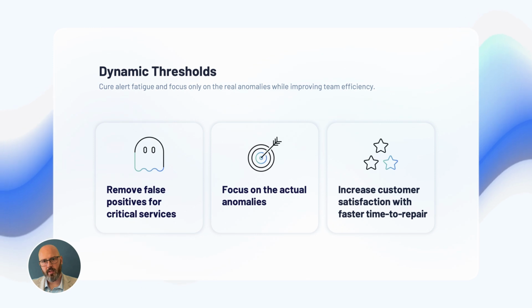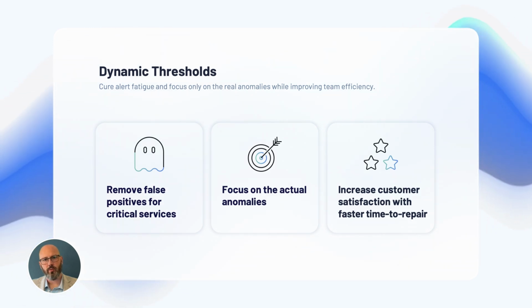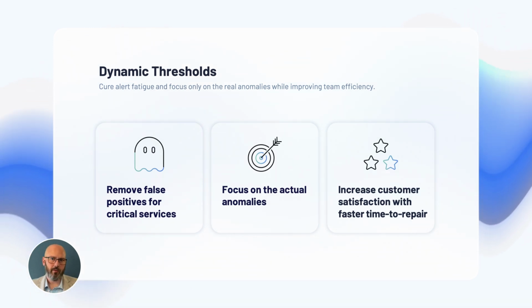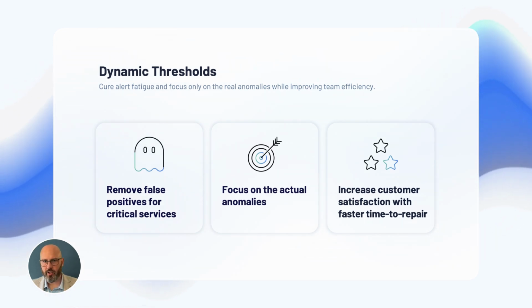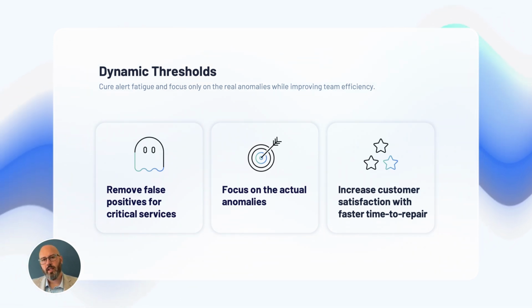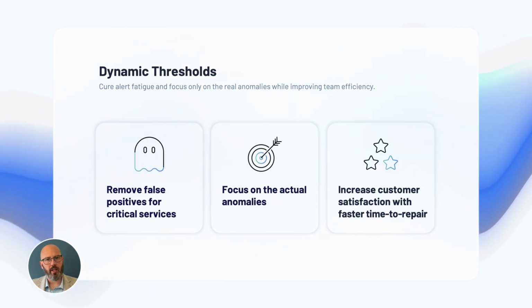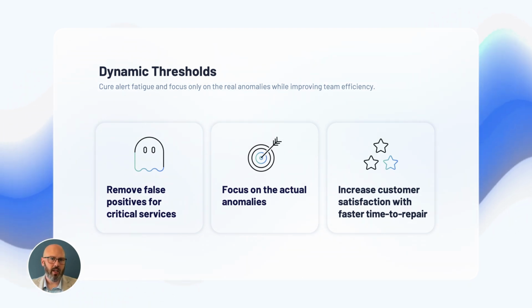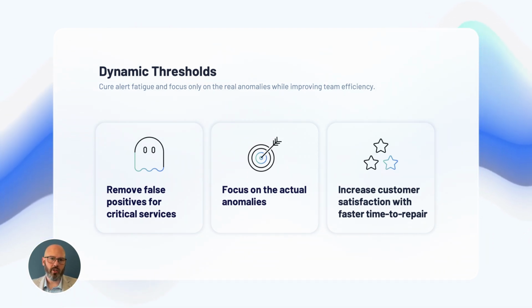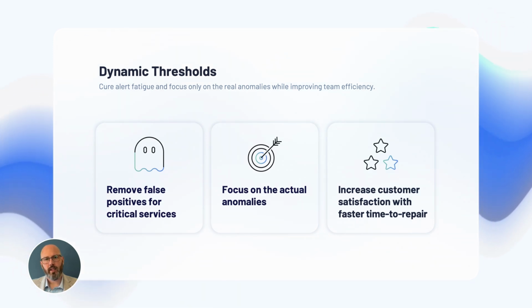Think of the business impact. If your team can focus on the actual problems instead of chasing false positives, how much sooner would you be back up and running? How many outages could be avoided altogether? Since every minute of downtime costs money and impacts customer satisfaction, being able to focus on actual issues and resolve them more quickly can make a huge difference to your bottom line.